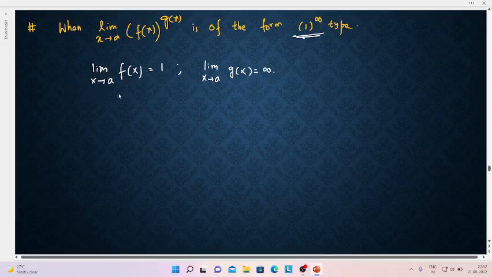When x tends to a, the function f(x) gives you the value 1, and when x tends to a, the function g(x) gives you infinity. So the limit as x tends to a of f(x) to the power g(x) is of the form 1 to the power infinity. So when we get 1 to the power infinity, how can we solve this? Because this is nothing but one of the indeterminate forms.